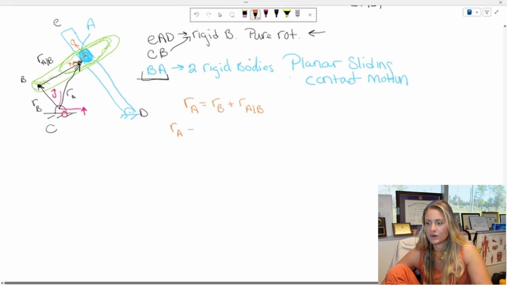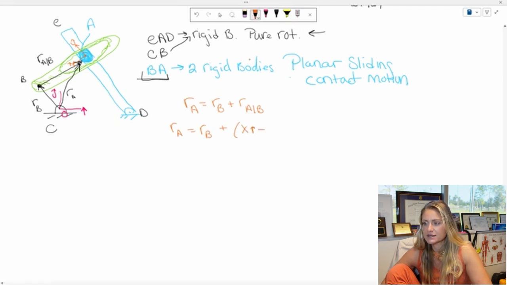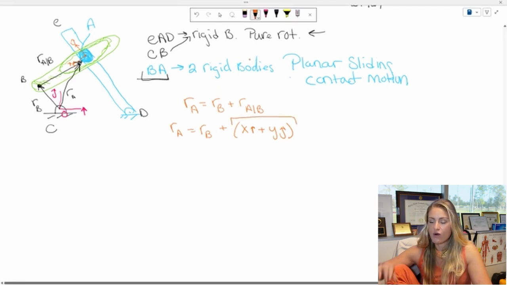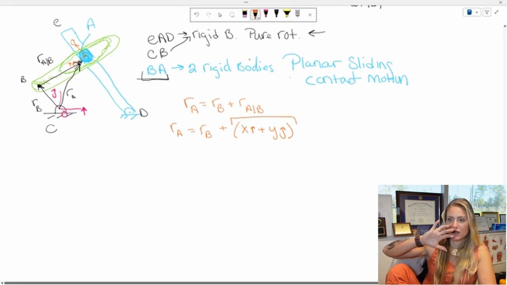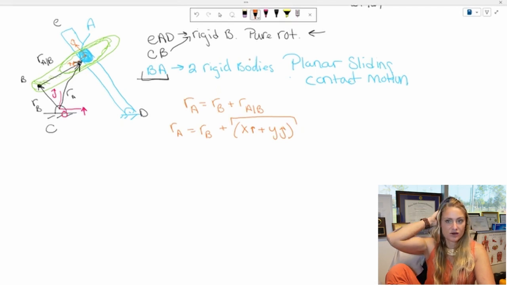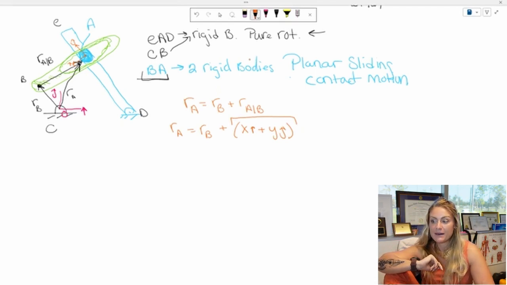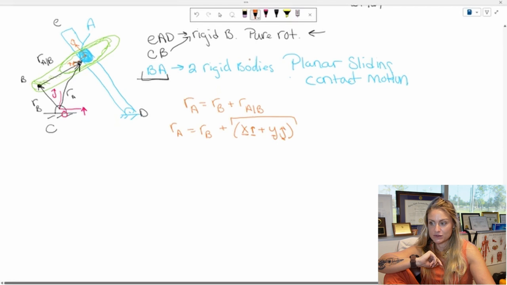But this time, when I break down what RA with respect to B is, it's going to be some distance in the I plus some distance in the J. And this is little i and little j, because that whole term has nothing to do with my pink inertial frame. This is all relative. So that's saying the relative position between the two. And that means that both x and i, as well as j and y, are variables.